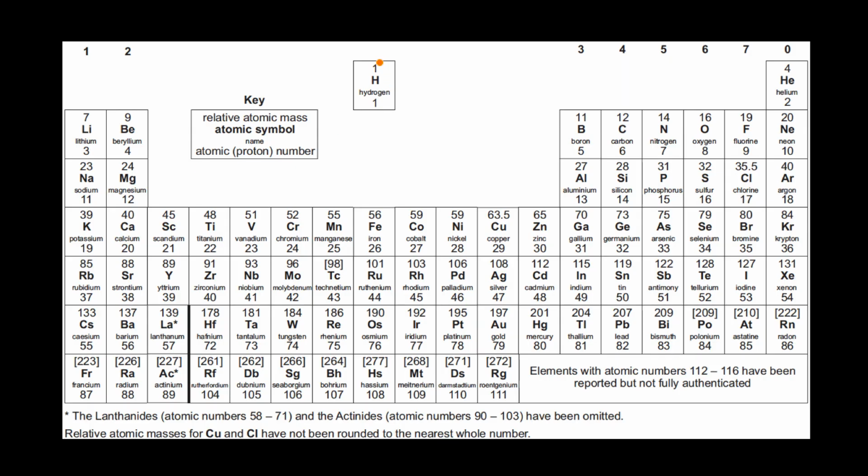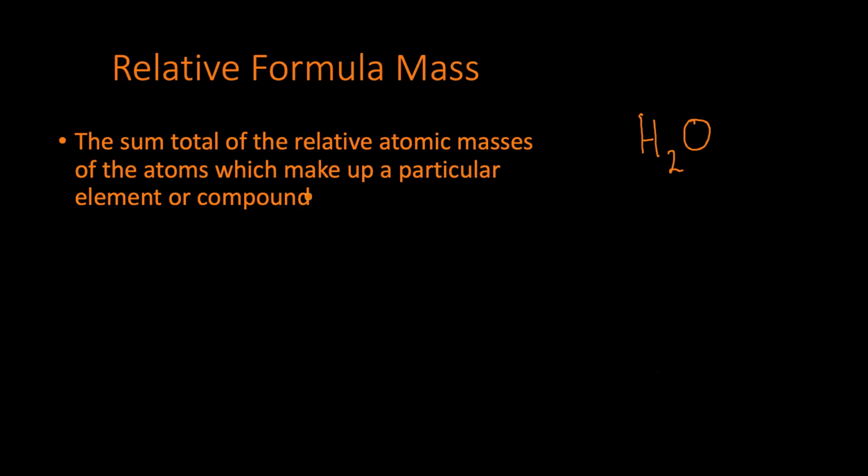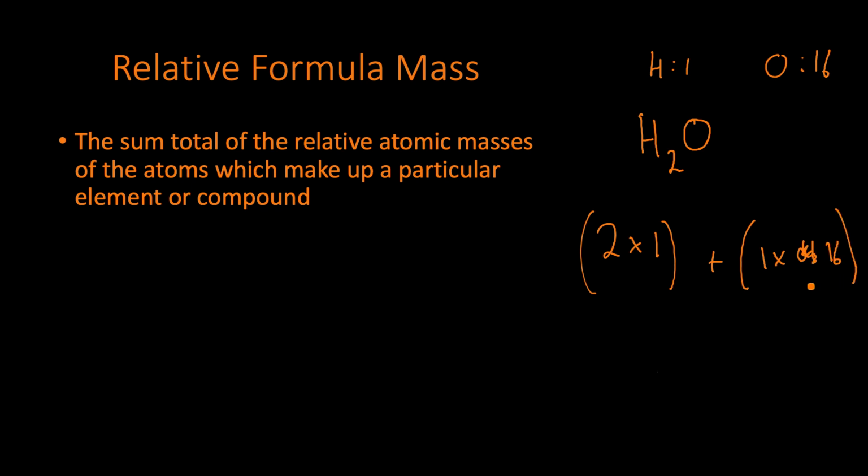There we go. From the periodic table, the relative atomic mass of hydrogen is 1 and the relative atomic mass of oxygen is 16. So we have hydrogen, which is 1, and we have 2 of those, and we have oxygen, which is 16. We only have 1 of those. So in order to work out the relative formula mass, we have 2 lots of hydrogen plus, and I don't really need to bracket this, but I'm going to anyway, 1 lot of 16, which is oxygen, and that is equal to 2 plus 16, which is 18. And so that means the relative formula mass of water is 18.